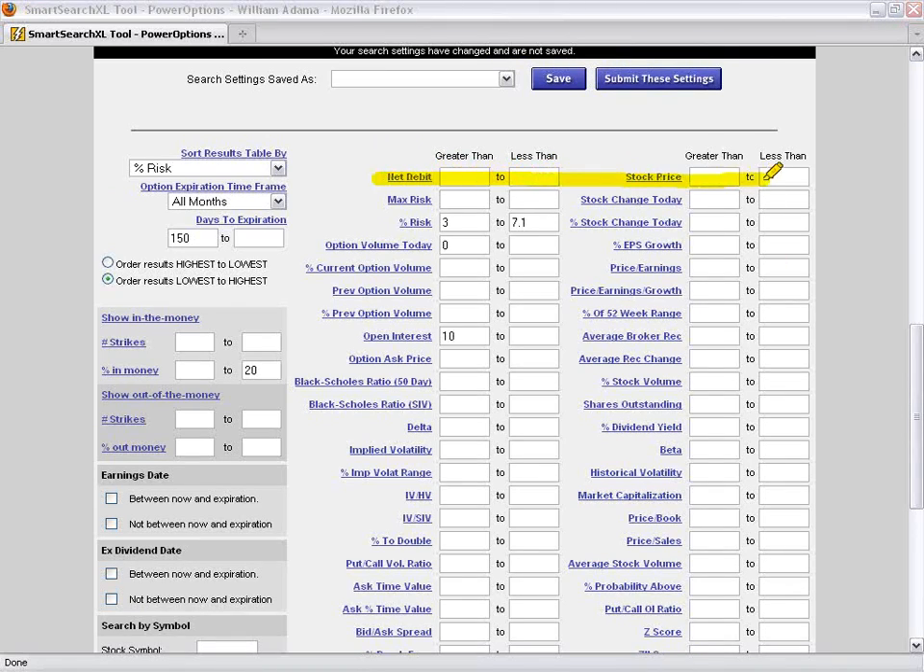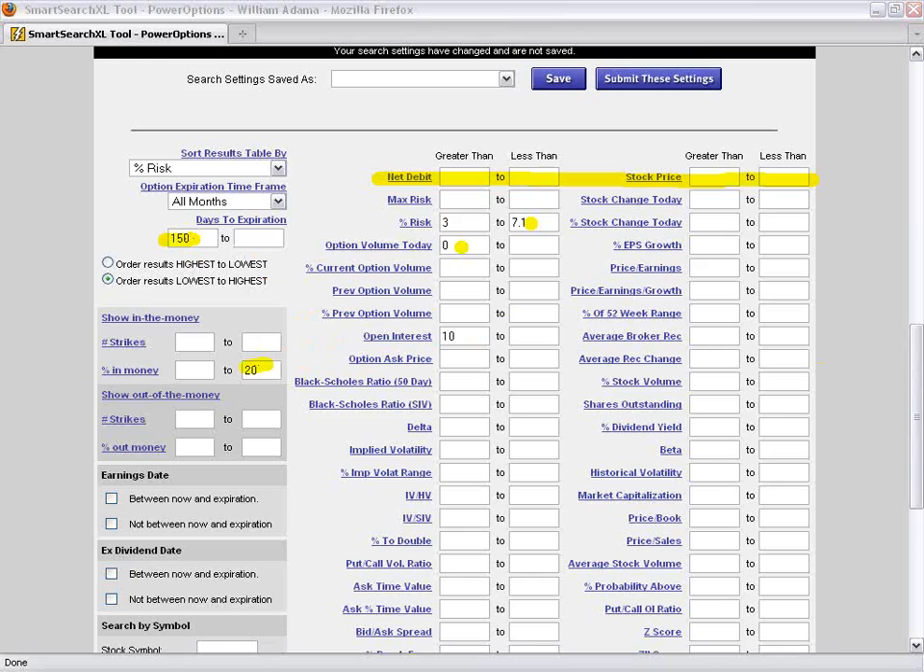So in addition to knowing that when I'm buying insurance, I want to have less than 7% risk, I want some volume, and I want some liquidity, and I'm following the rules to be 150 days out in time and not go more than 20% in the money. Well, I also know my account size, don't I?